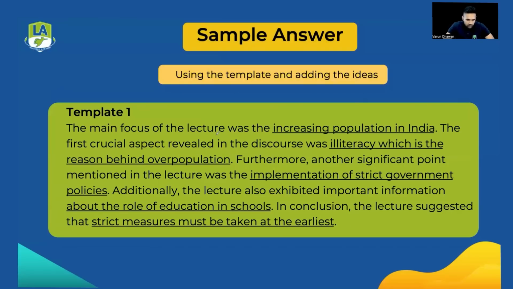All right, and the main focus of the lecture was the increasing population in India. The first crucial aspect revealed in the discourse was illiteracy, which is the reason behind overpopulation. One key idea. Furthermore, another significant point mentioned in the lecture was the implementation of strict government policies. Additionally, the lecture also exhibited important information about the role of education in schools. In conclusion, the lecture suggested that strict measures must be taken at the earliest. That's all you have to do, and you are done. Sounds easy, is easy if you follow the right strategy, right way, right structure, and right template.